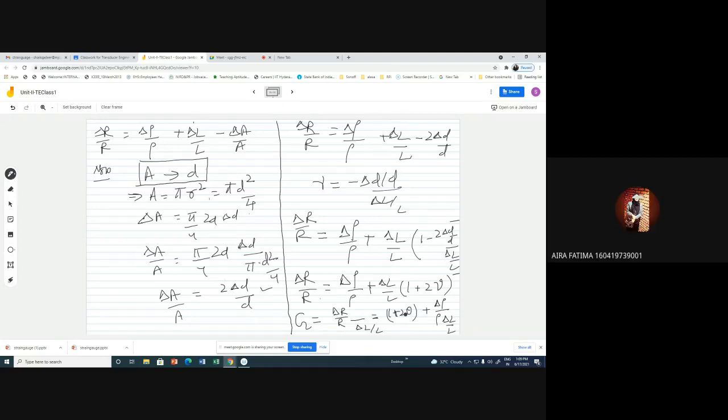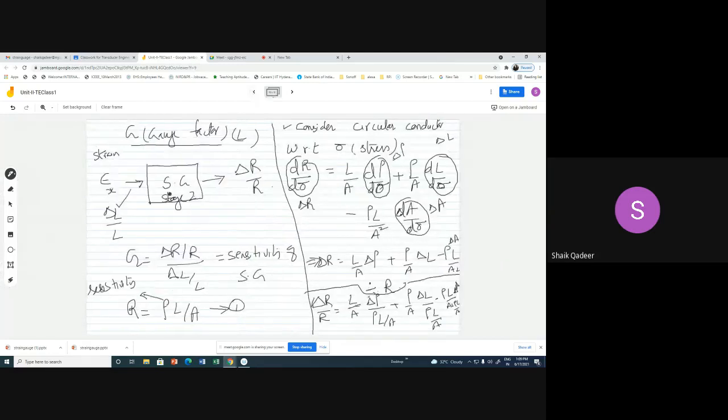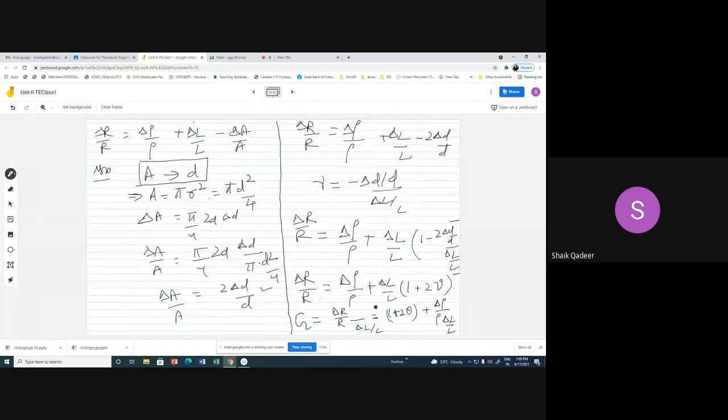Yes, sir. So we need to start from here and proceed up to this point in order to claim the long answer marks. You'll be getting a question like this: Prove that the gauge factor of a strain gauge is equal to 1 plus 2 sigma plus (delta rho by rho) divided by (delta L by L). Discussion on this we will see in the next class.